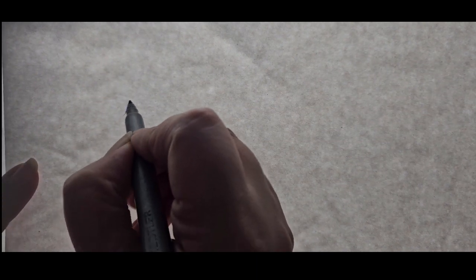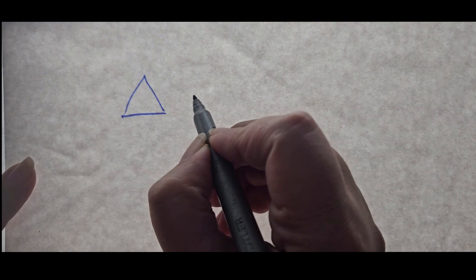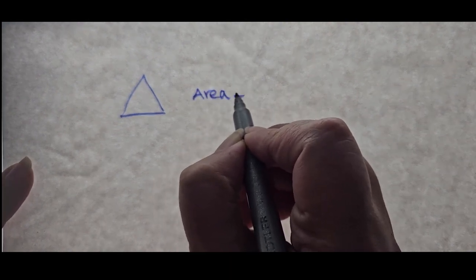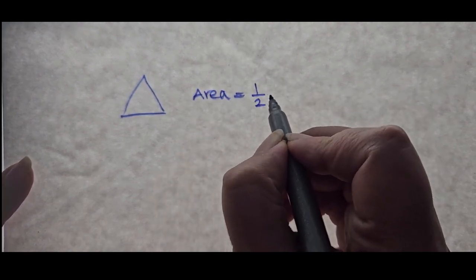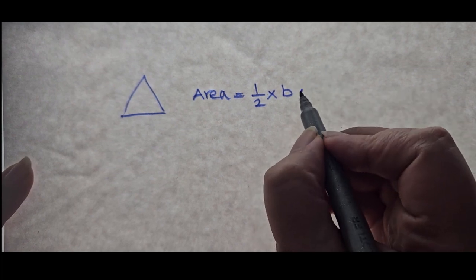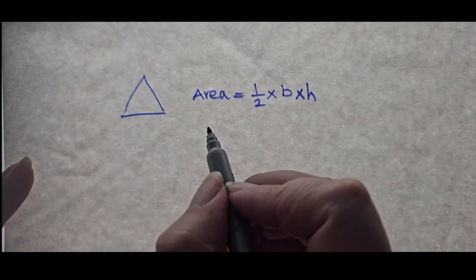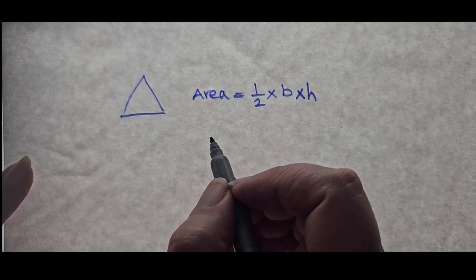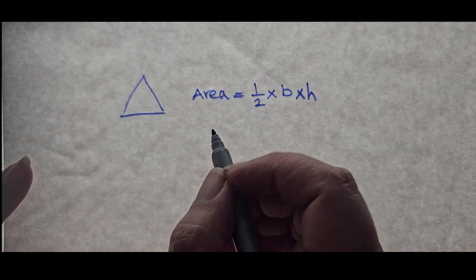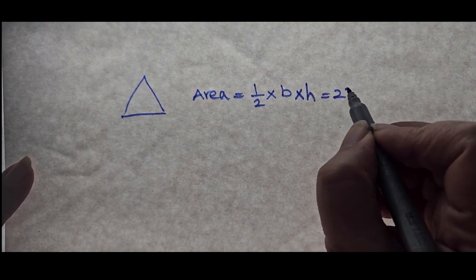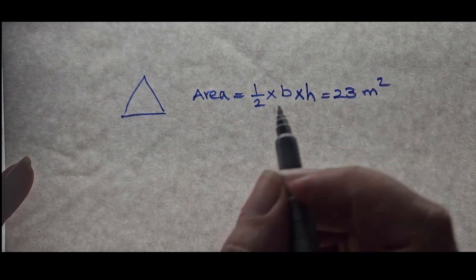And then solve for it and then find the missing values, okay? So, let's say we have a triangle. So we have a triangle. The area of this triangle, which as you know is half multiplied by base multiplied by height, is how much? Is 23 meters squared. Okay, so 23 meters squared.